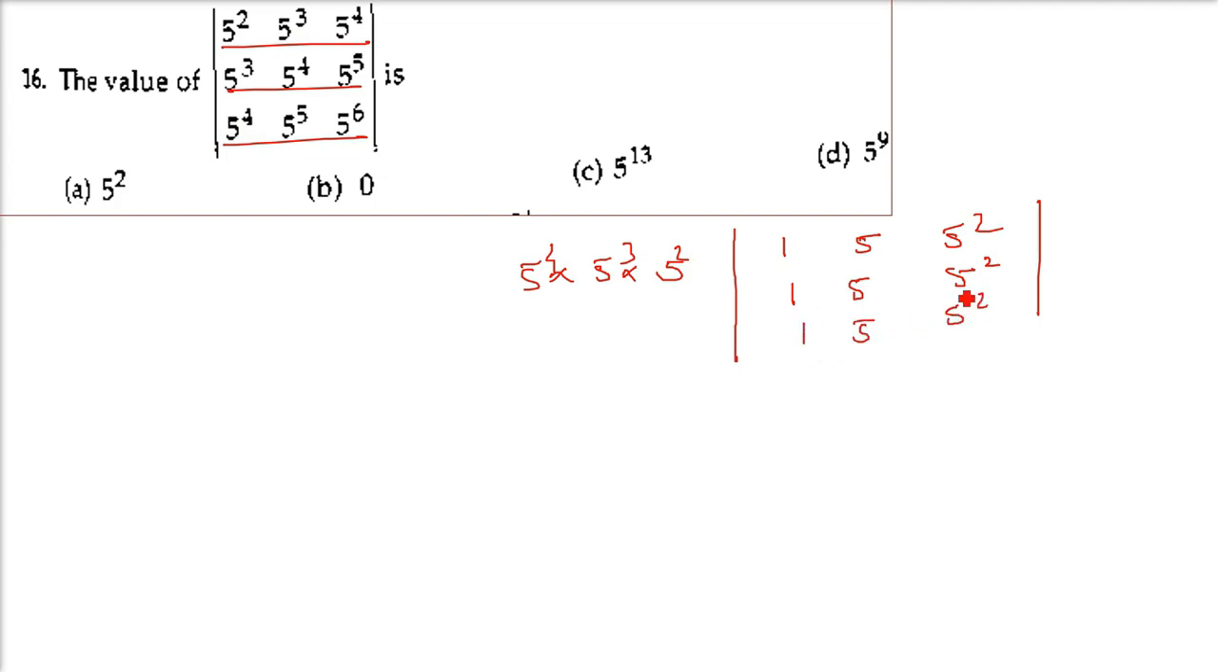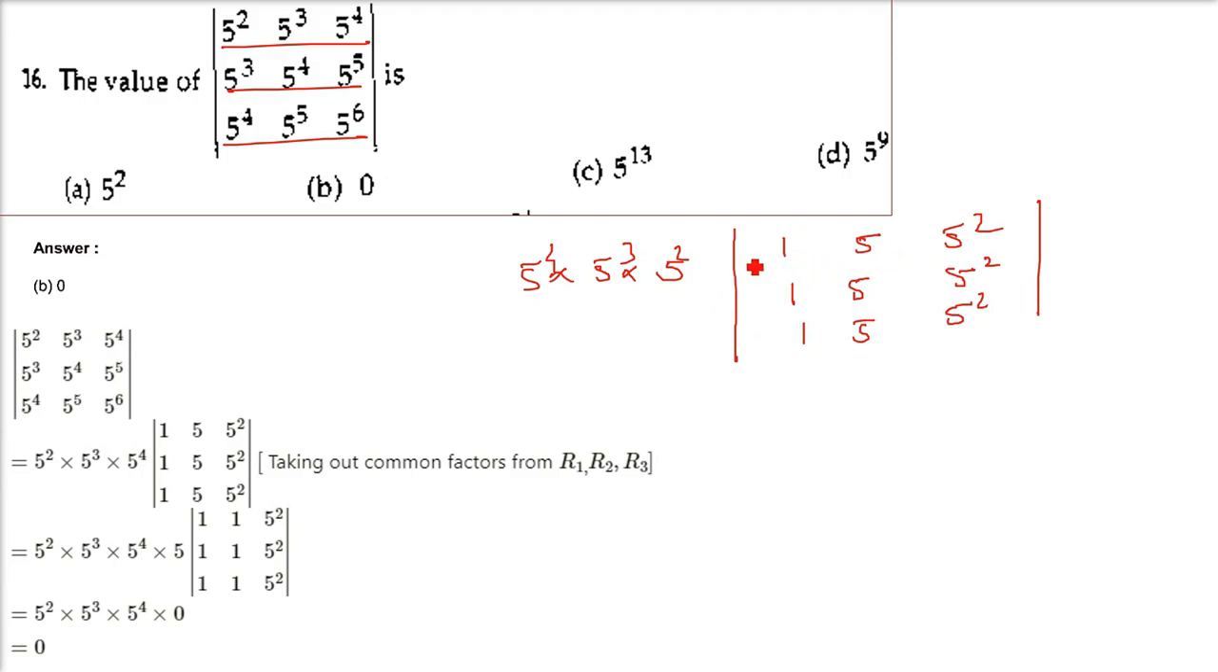Now you see, for a determinant to be 0, we need 2 rows or 2 columns to be same. Here we have 3 rows the same. So it is obviously going to be 0. You know the property, the determinant is going to be 0.